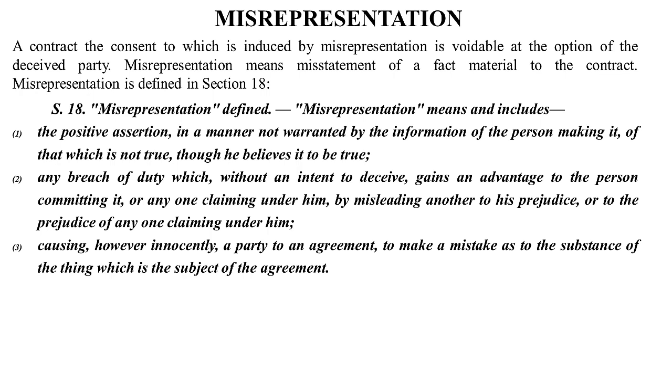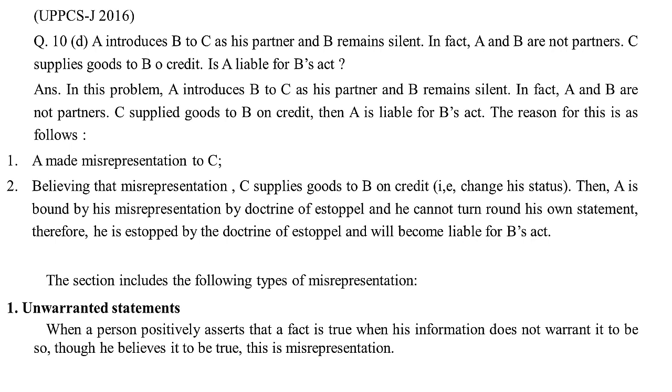But first, I want to draw your attention towards this question which was asked in the recent examination of 2016 of UP PCSJ, and the question said, A introduces B to C as his partner and B remains silent. In fact, A and B are not partners. C supplies goods to B on credit. Is A liable for B's act?